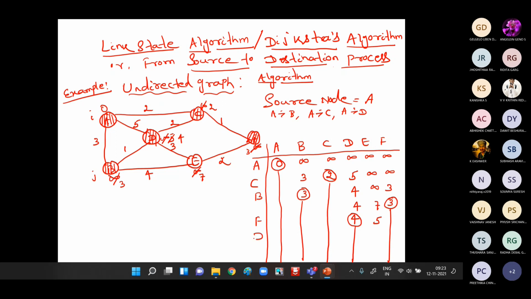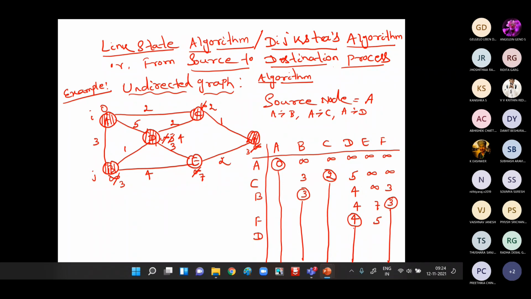Now the new node is D. D is connected to which points? D to A, D to C, D to B, D to E. But A, B, C are already visited, only E is remaining, so we consider the E point only. So for D to E, what is the value of D? The cost is 3, the D value is 4. So which value do we have to update?